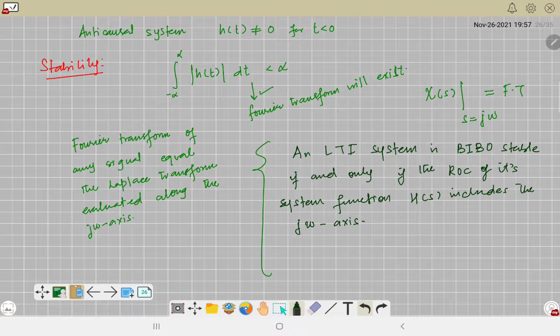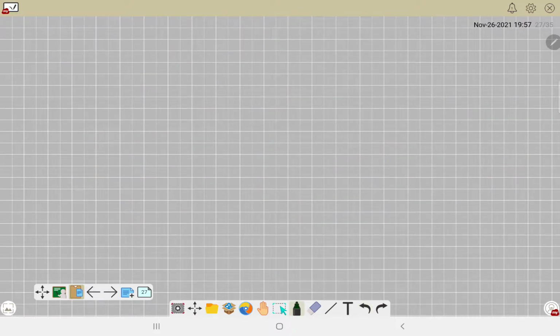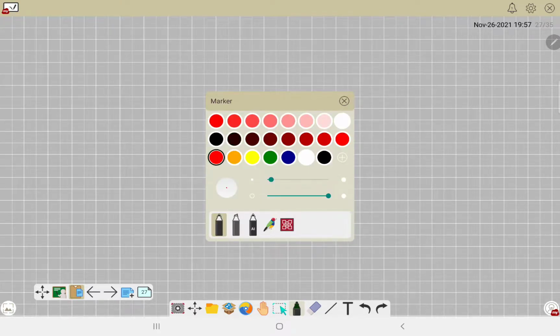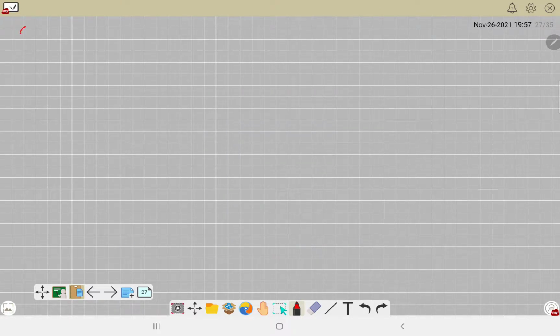Then we moved on to the LTI system, wherein we characterize the system using the impulse response. So there, the condition for stability was that the impulse response should be absolutely integrable. Now we are defining stability in terms of the ROC. That is, an LTI system is stable if the ROC of its system function includes the j omega axis. Right?